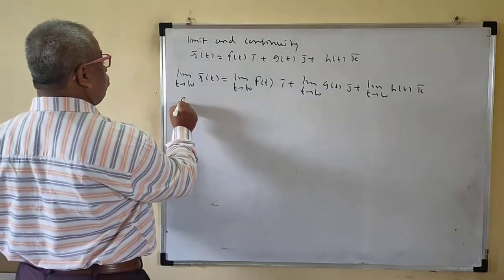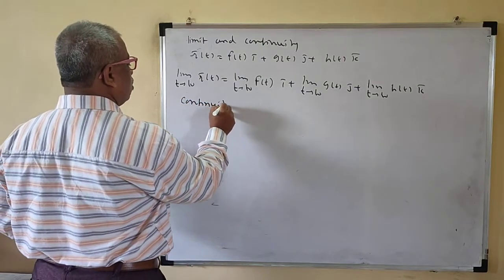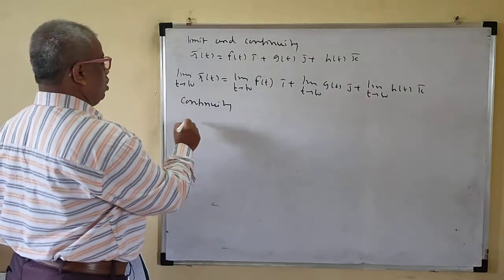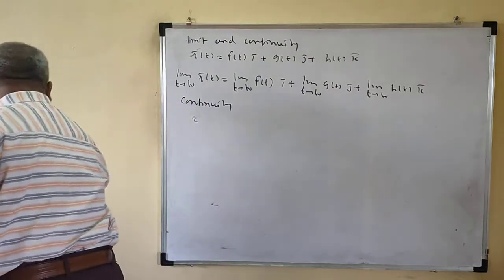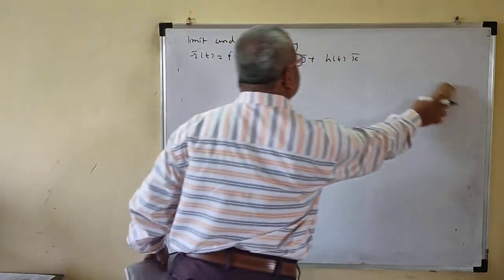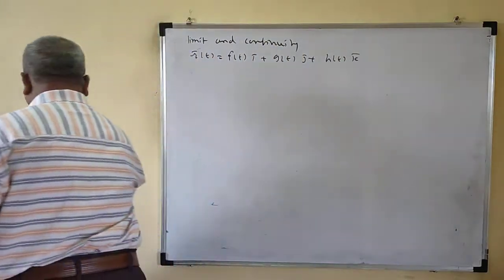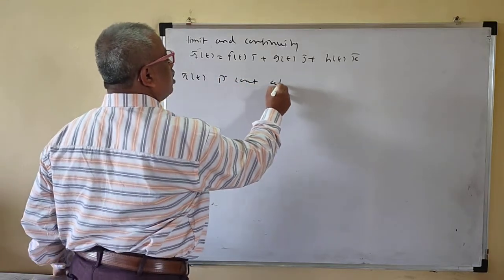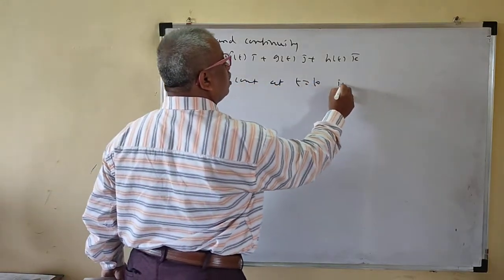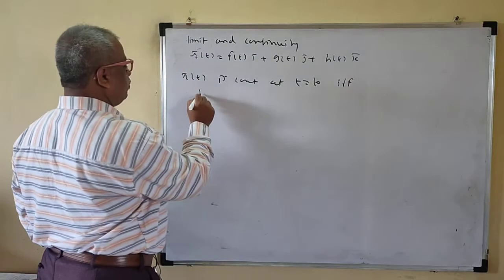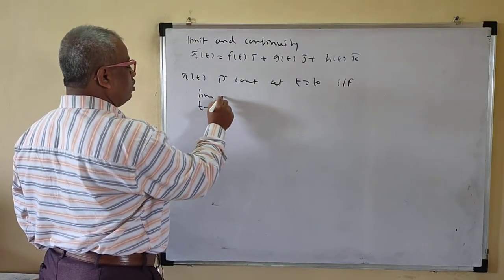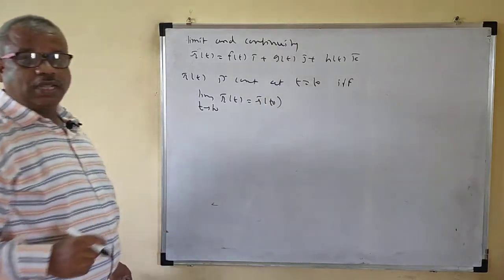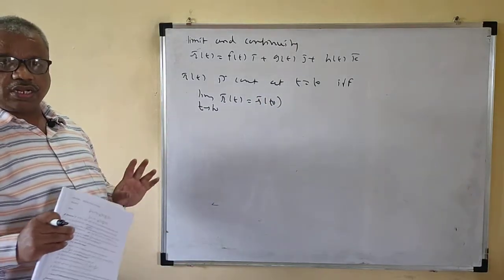Now continuity. Okay, so suppose this r bar of t is equal to this. r bar of t is continuous at t is equal to t naught if and only if limit t tends to t naught of r bar of t is equal to r bar of t naught. This is the definition of the continuity.